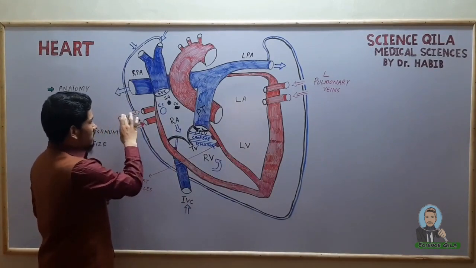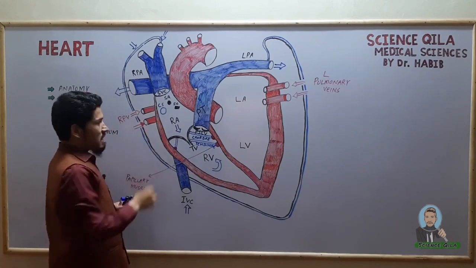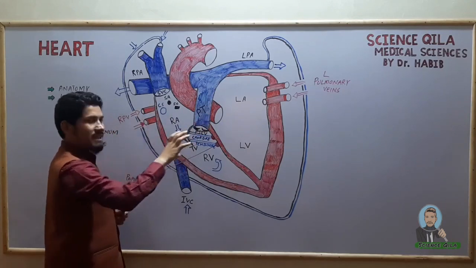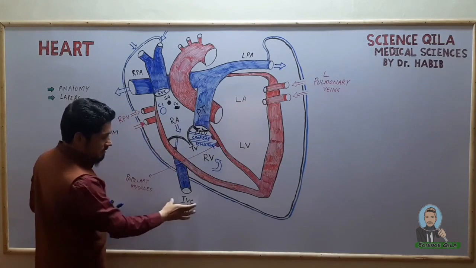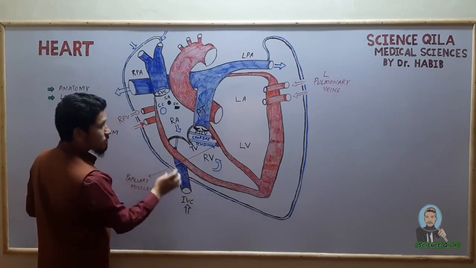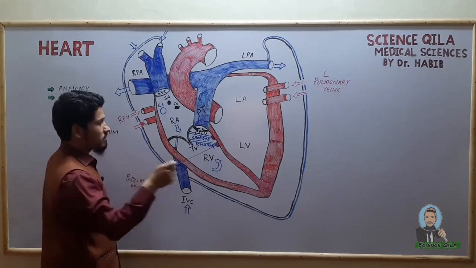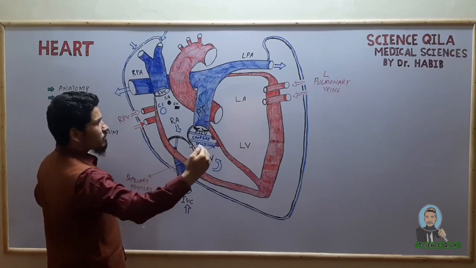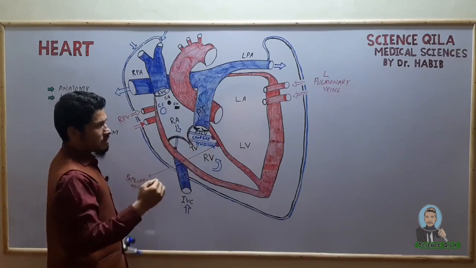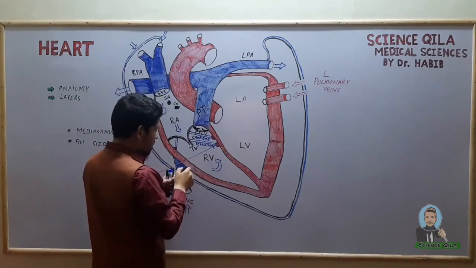So actually, these right pulmonary veins do not enter into the right atrium. They go on the back side of the heart and enter into the left atrium. Similarly, the inferior vena cava does not enter into the right ventricle. It goes on the back side of the heart and enters into the right atrium and drains the deoxygenated blood here. So the left and right pulmonary veins will bring the oxygenated blood and will drain into the left atrium.